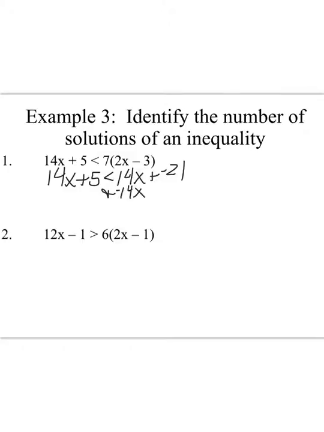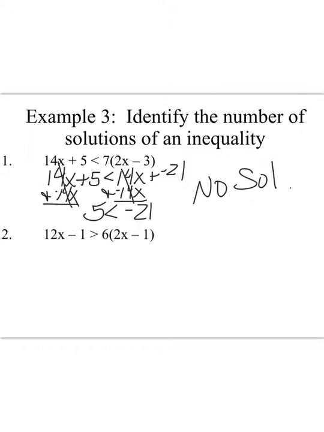I'm going to move my variable from the right to the left by adding the opposite. So I'm going to add -14x to each side. And 5 needs to be less than -21. 5 is not less than -21. Hopefully you all understand that. That is a false statement. Because it is a false statement, we go with no solution.